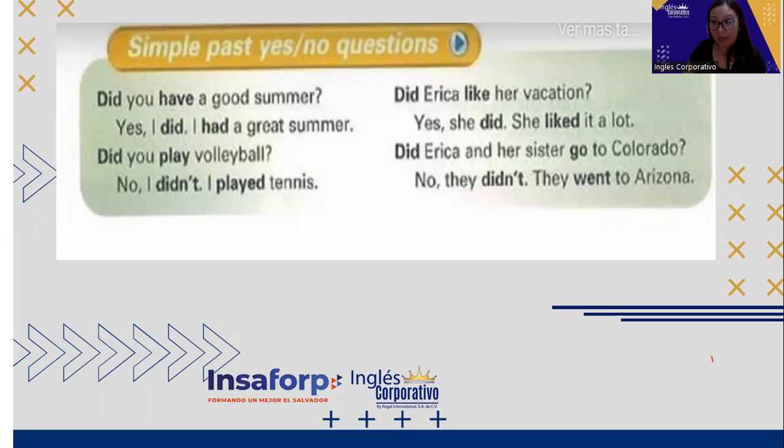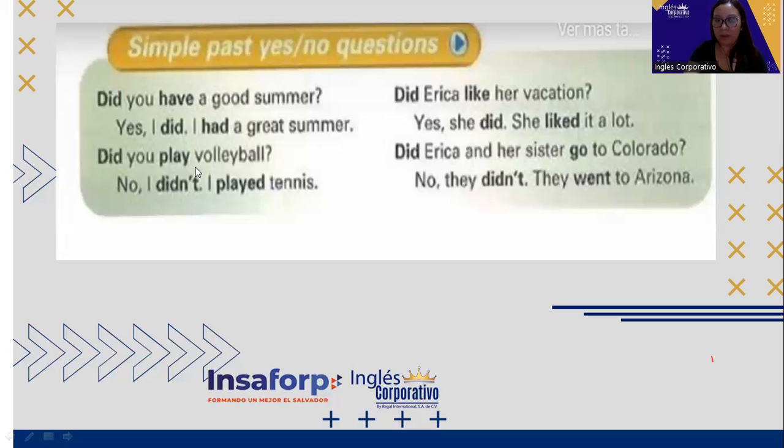La respuesta larga es usted parafraseando la pregunta, como estas que tenemos acá. Did you have a good summer? Usted puede decir, yes, I did. Ahí muere. Respuesta corta, ya estuvo. O puede decir, yes, I did. O, así como acá, da más información. I had a great summer. O puede parafrasear la pregunta. Yes, I had a great summer. Okay.